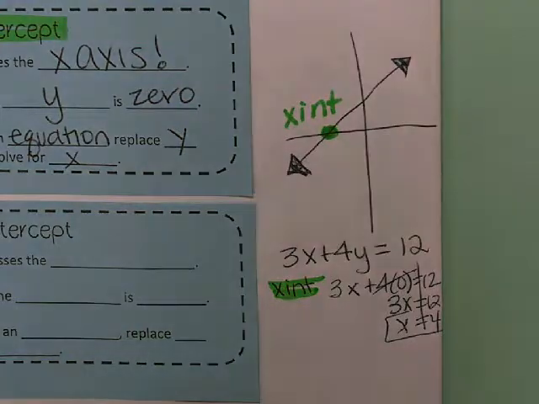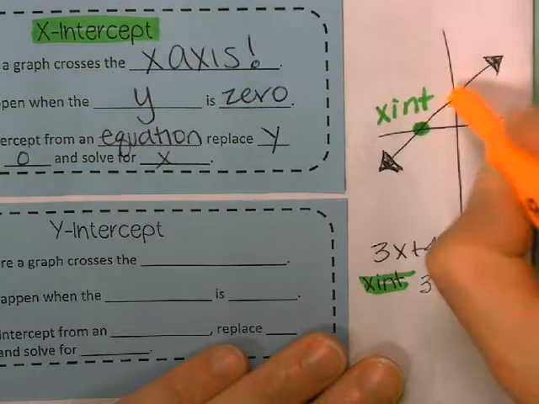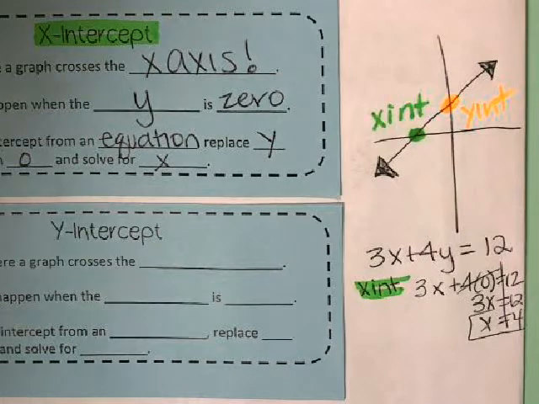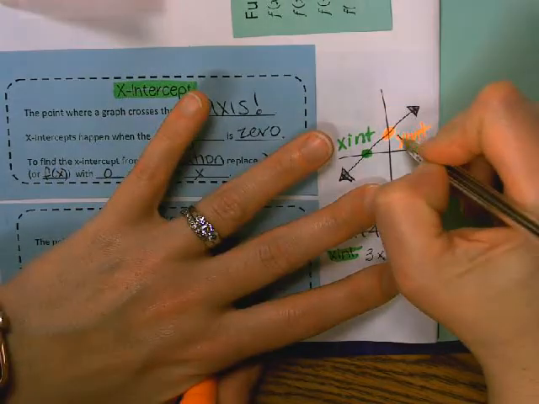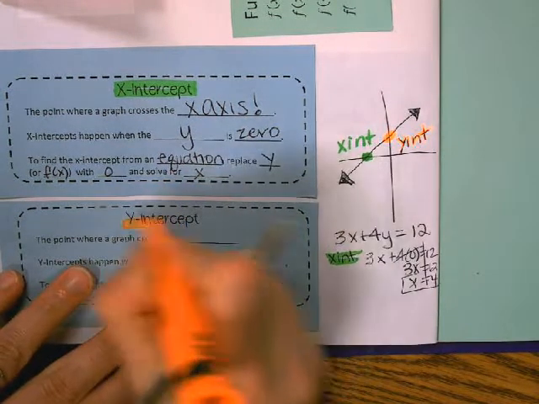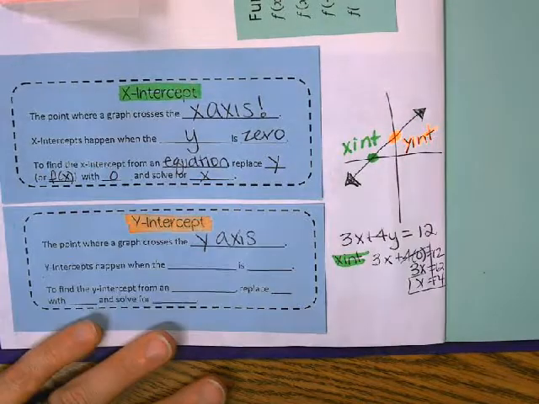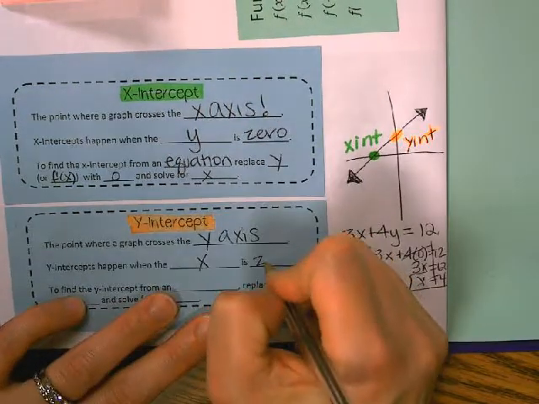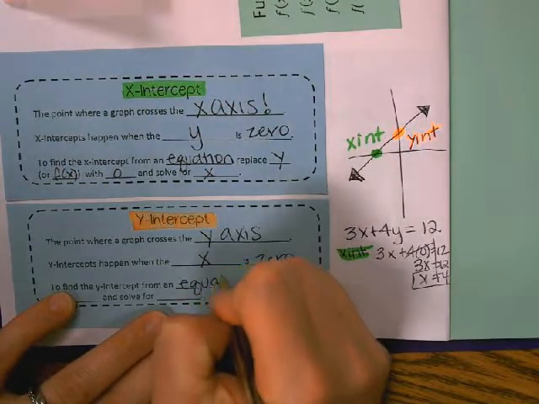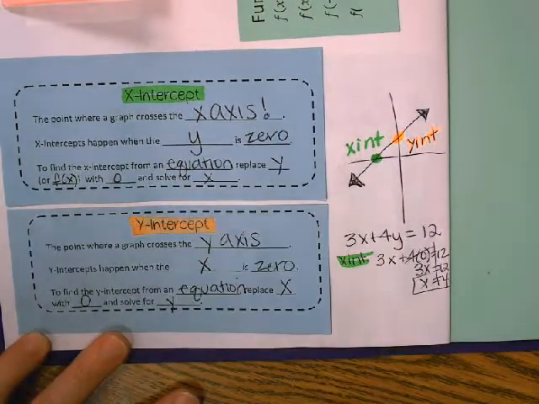Alright, now let's talk about y-intercept. So y-intercept is where it crosses the y-axis. That says y-intercept, by the way. Can't really read it because it's in orange highlighter. The y-intercept happens when x is 0. And to find the y-intercept from an equation, you're going to replace x with 0 and solve for y.